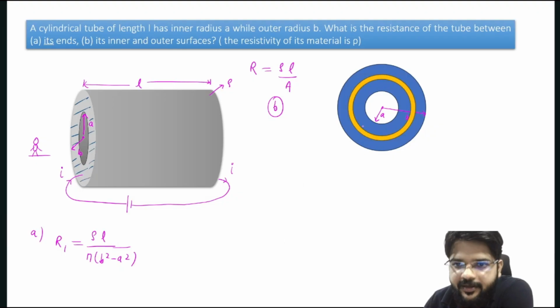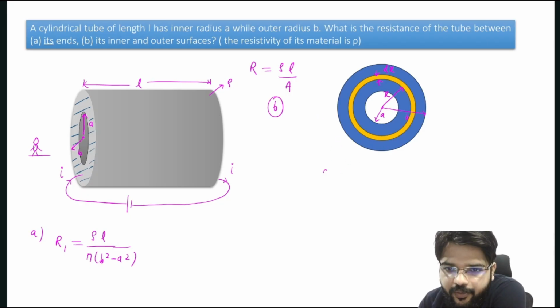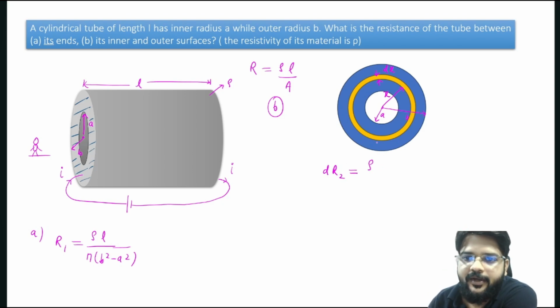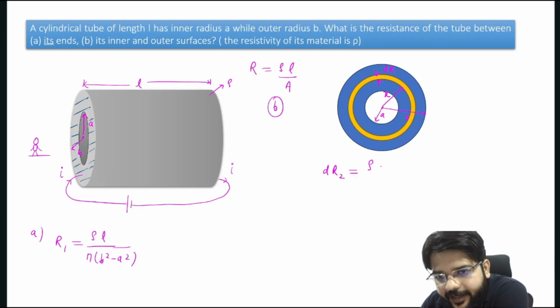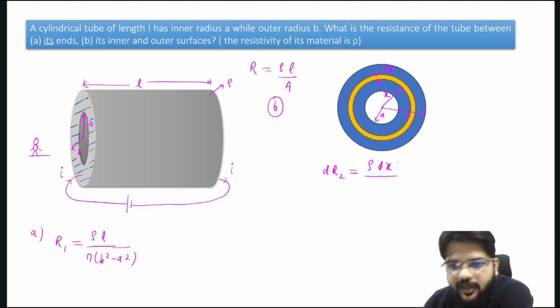This ring we are considering, and let's suppose the radius of this ring is x. And what is the thickness of this ring? It is dx. Thickness of the ring is dx. So if I write the resistance for this small ring, it can be written as dR2 equal to rho, correct? And we want the length also. So here dx is the length, and now we want the cross-section area.